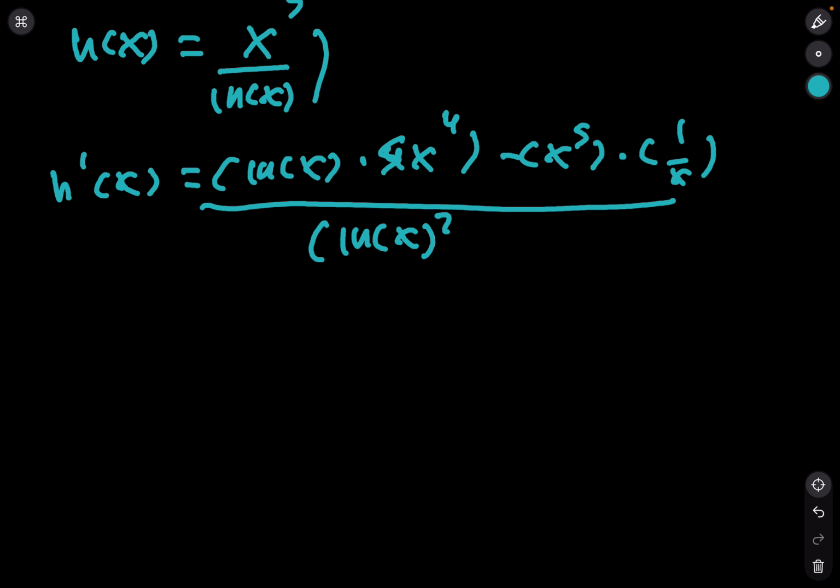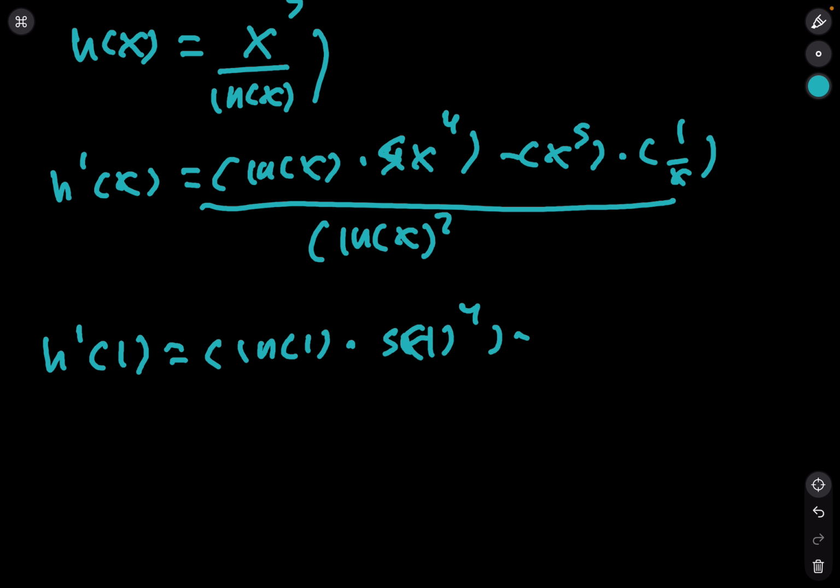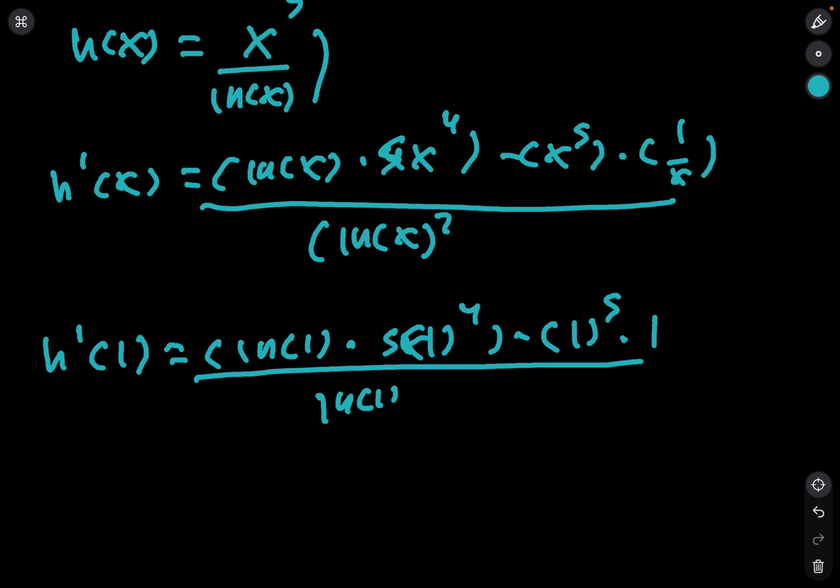And let's make it fun. Let's find h prime of 1. If you're smart and you see a pattern already, you should already know what it is. But in this case, let's just do it. So we have natural log of 1 times 5 times 1 to the 4th, minus 1 to the 5th times 1, because 1 over 1 is just 1, all over natural log of 1 squared. If you know your natural log, you will know that natural log of 1 is just equal to 0. So this whole thing is just equal to 0.